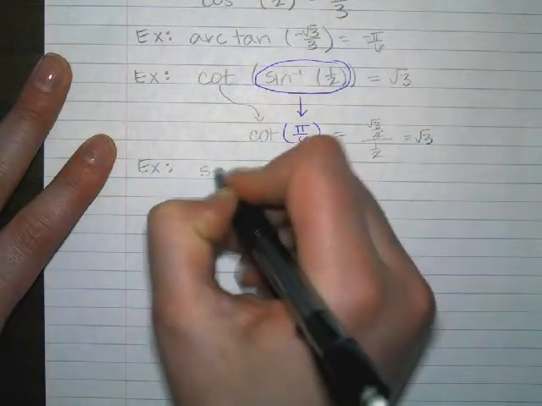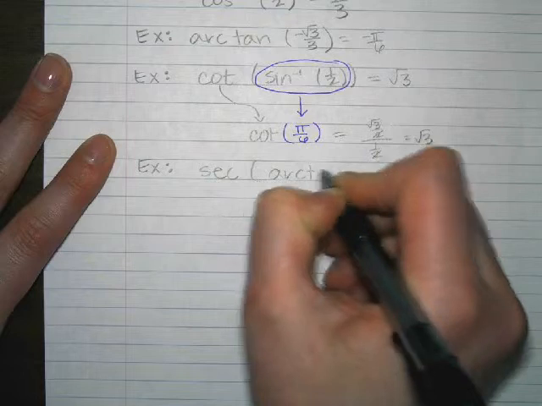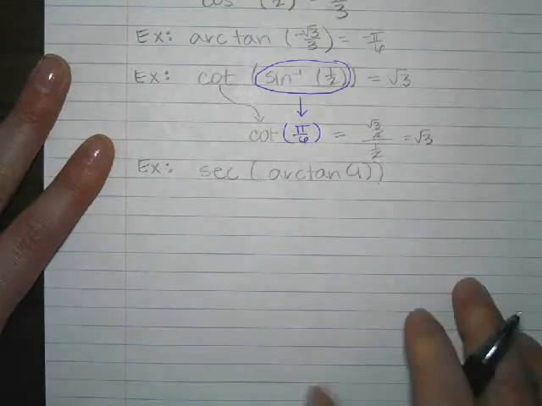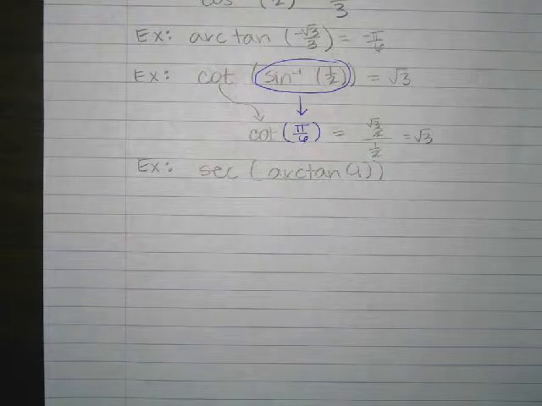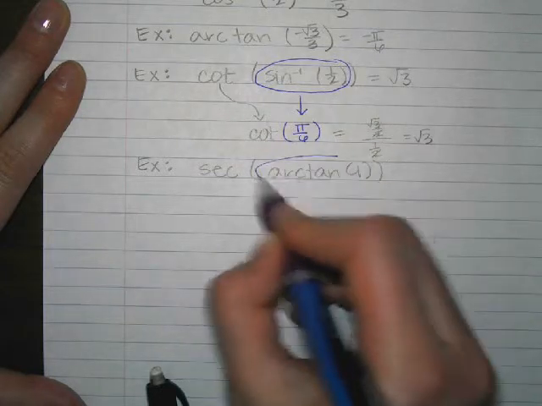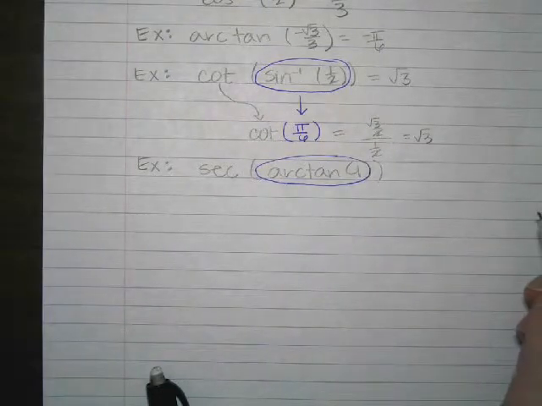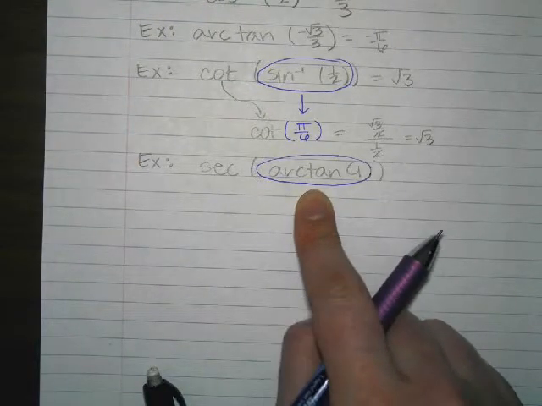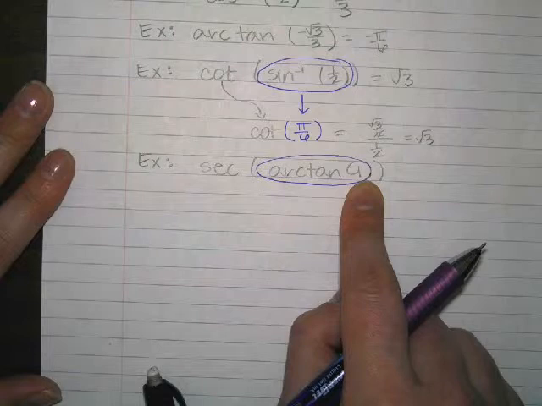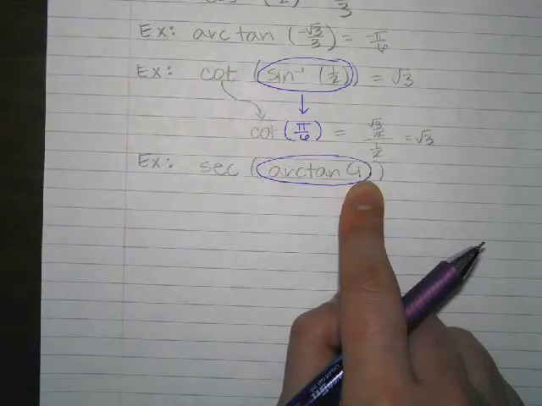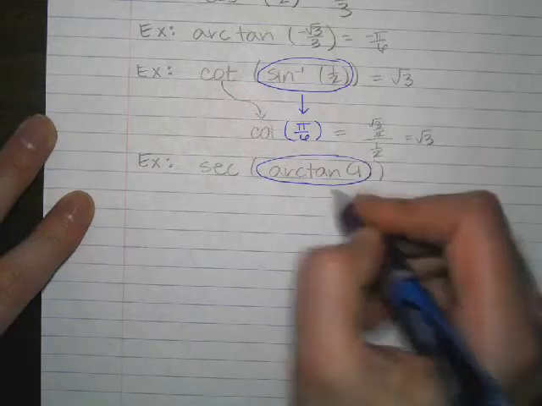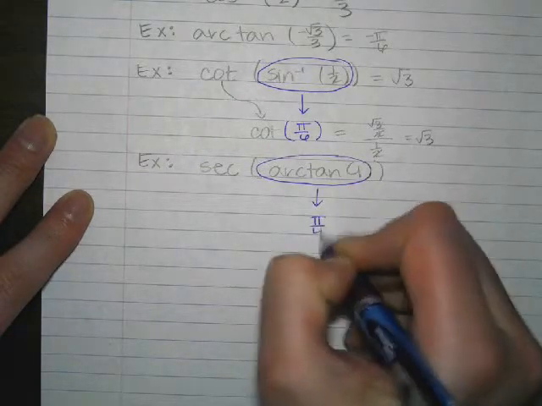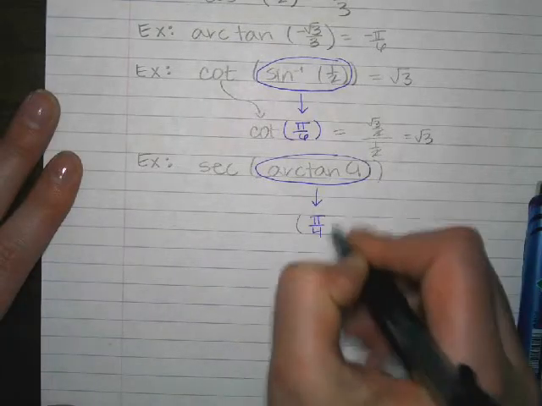For this one, we're going to do secant of arctan of 1. So I'm going to start with the inside. The inside says arctan of 1. So I'm looking in quadrant 1 or 4, where the y value divided by the x value simplifies to become 1. Looking in quadrant 1 or, sorry, 1 or 4, pi fourths. So the inside was pi fourths. And now I need to find secant of pi fourths.